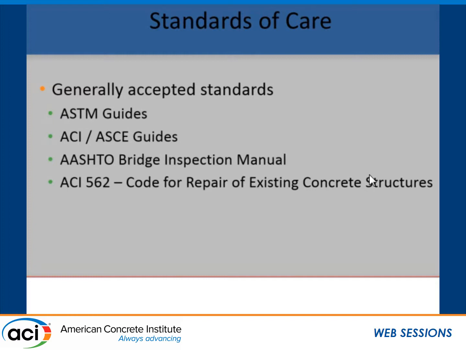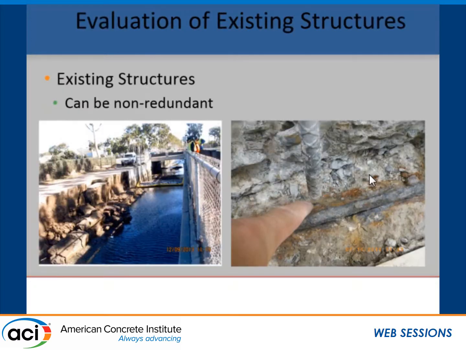And the other one that is interesting is the AASHTO Bridge Inspection Manual. We're typically talking about concrete buildings, not bridges, but there's some concepts in there that I think are important in terms of what we need to consider when we're developing a standard of care. So, existing structures. The most important thing to remember about existing structures is they can be non-redundant.